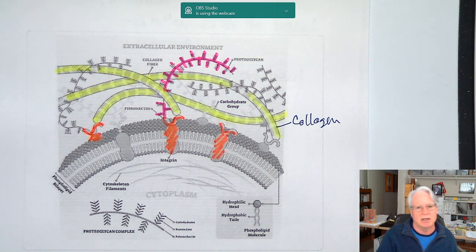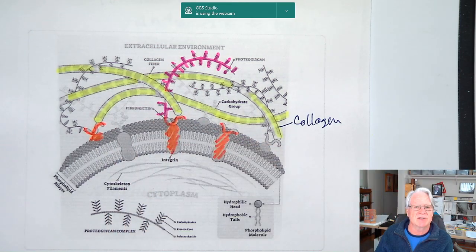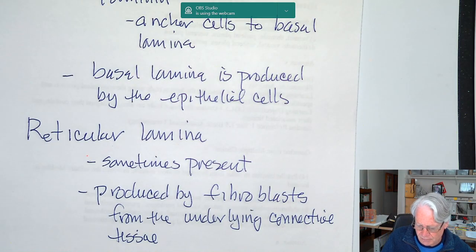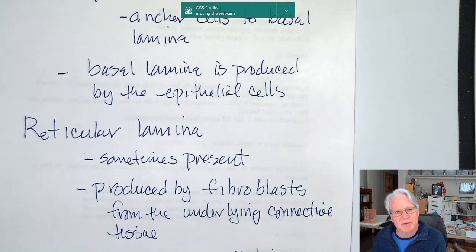And so it is just another way to connect that cell in a stable, strong connection to the underlying connective tissue, which is the basal lamina. And then the collagen fibers also, of course, add strength and stability to it as well. So we have this combination of proteins that are connecting the cell to the basal lamina. Okay, so that's kind of the way it's put together.